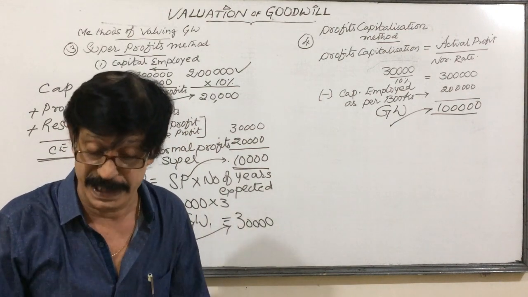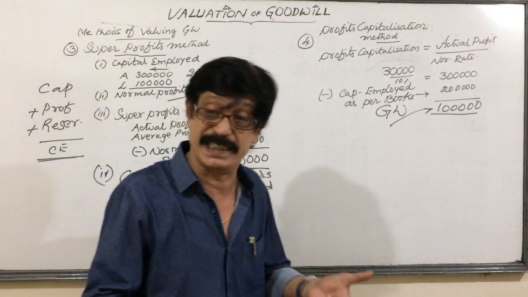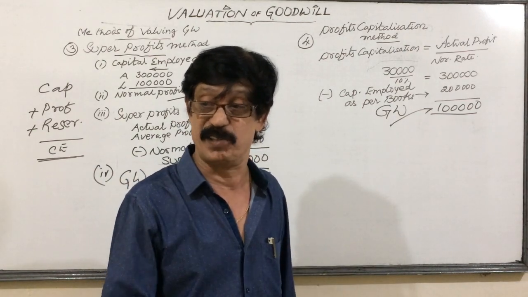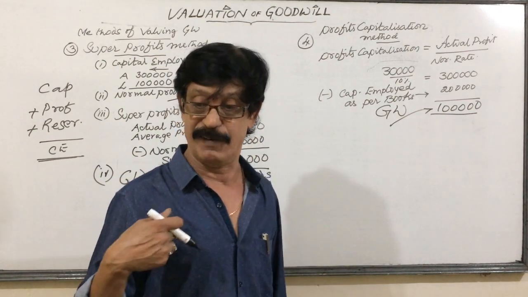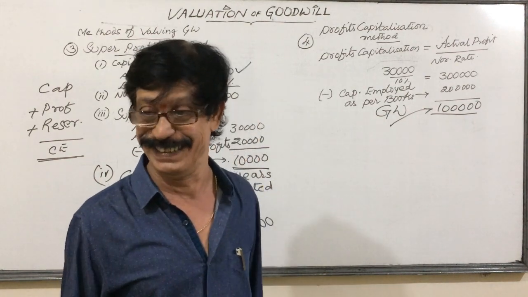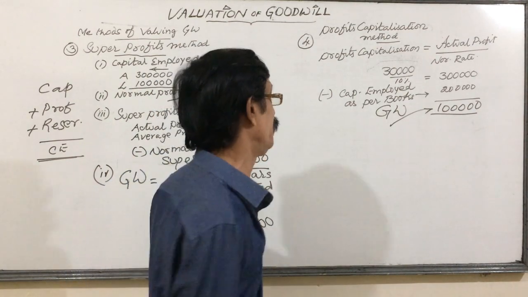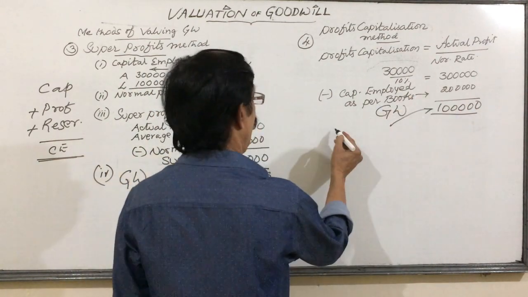Understand? Based on our profits, how much capital are we expecting? Based on our 30,000 profit, our capital must be 3 lakhs. But actually we have only 2 lakhs. So the excess we have, that only is called goodwill, 1 lakh.